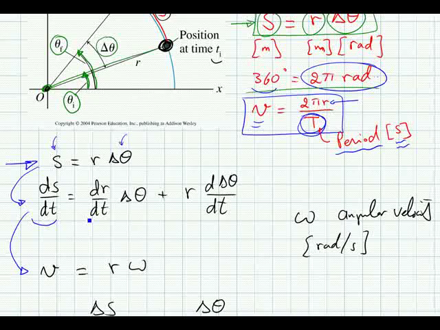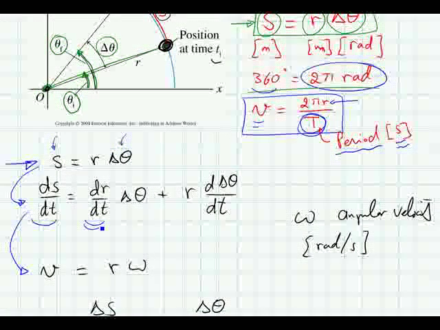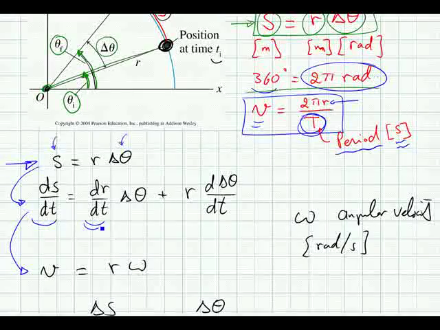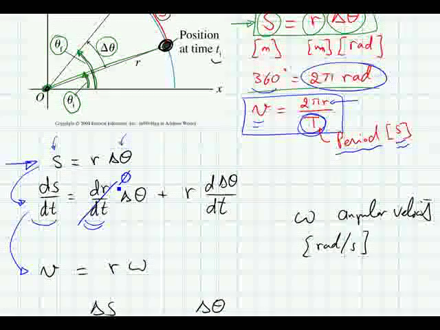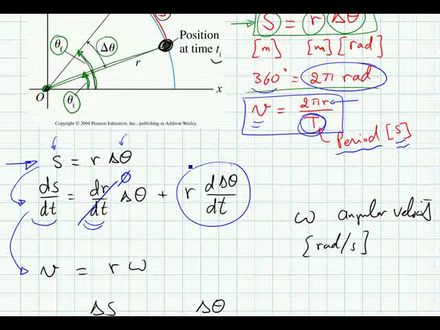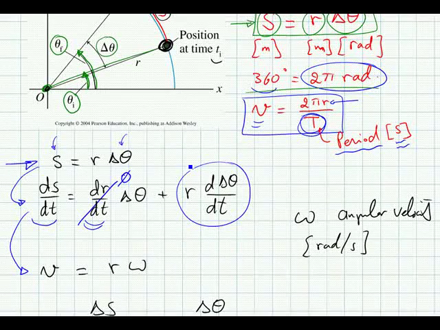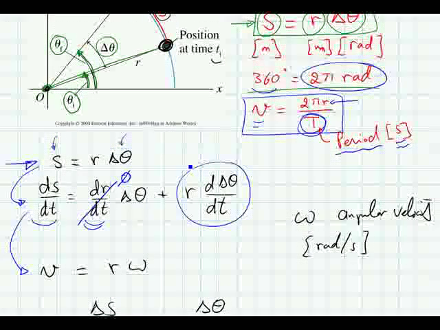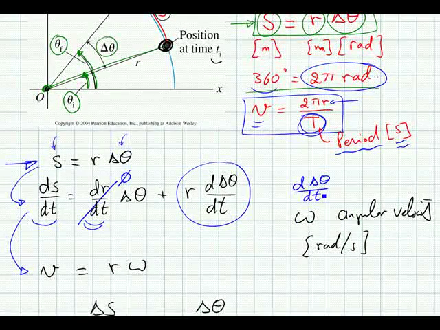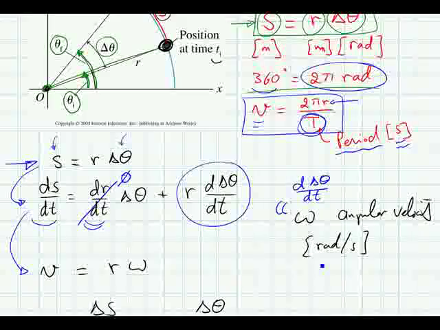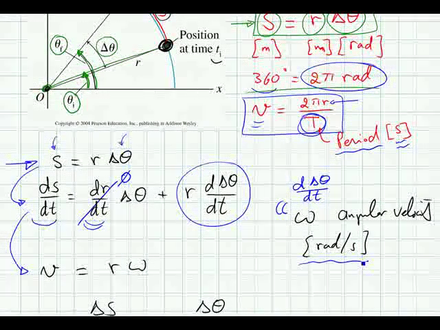Now dr/dt is the rate of change of the radius of the circular path, and as we said before, r remains constant, so this term is 0. So that whole term disappears. So we only end up with this term, r d(delta theta)/dt. Now d(delta theta)/dt is the rate of change of angular position with time, and that's what we define as our angular velocity. So d(delta theta)/dt is equal to angular velocity omega, and its units are radians per second.